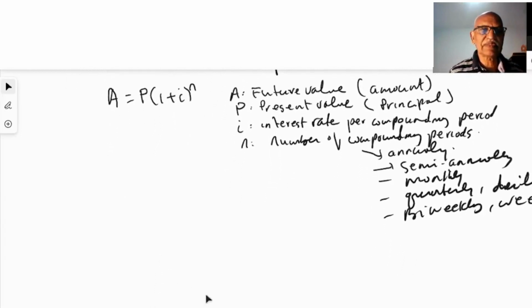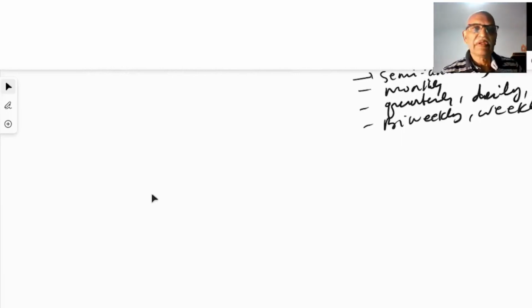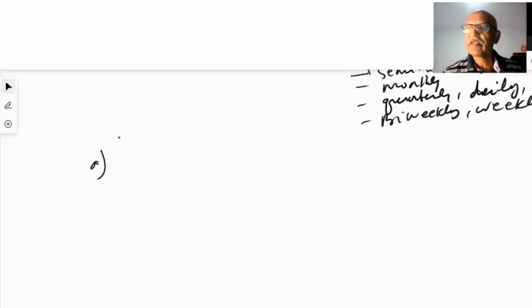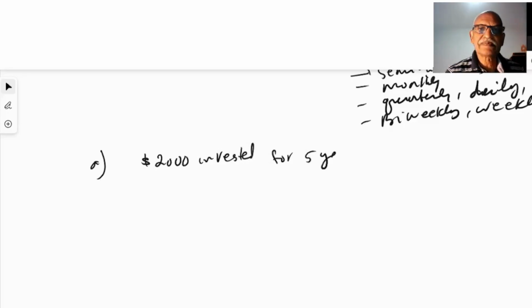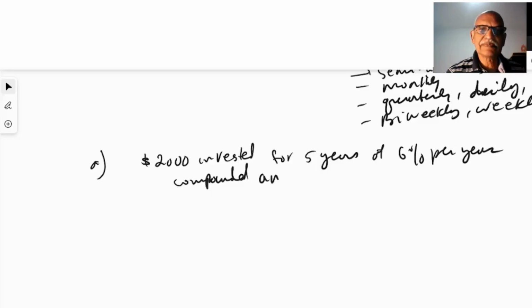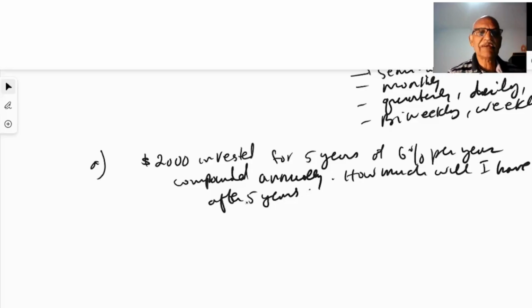So let's see an example here. Okay, so we have $2,000 invested for 5 years at 6% per year, compounded annually. Find the amount. How much will I have after 5 years?